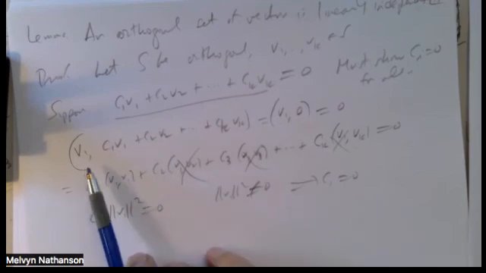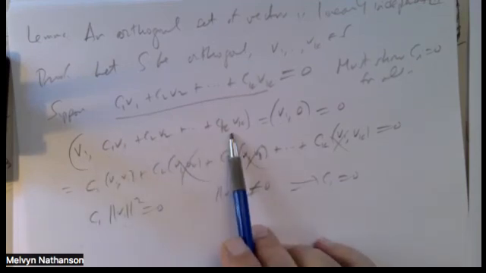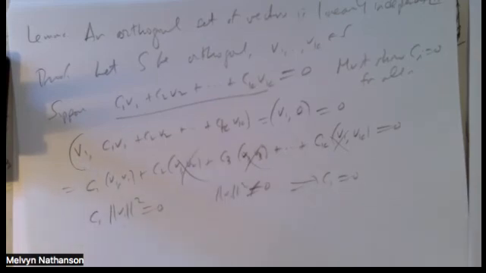And in this expression, if I had taken the inner product of this linear combination with the vector vi in exactly the same way, I would get that ci is 0.